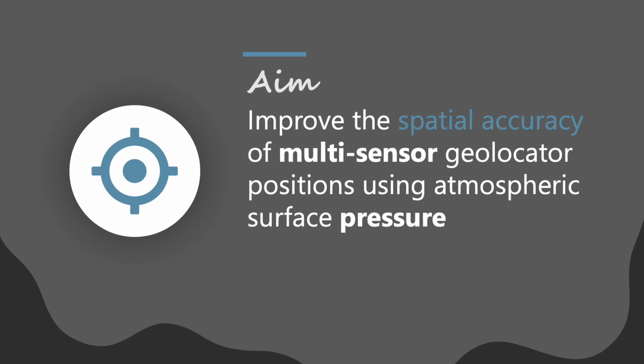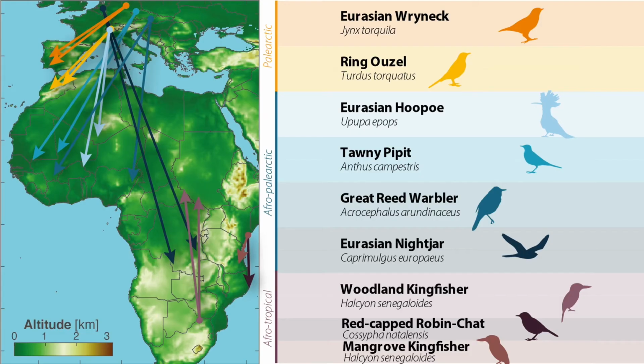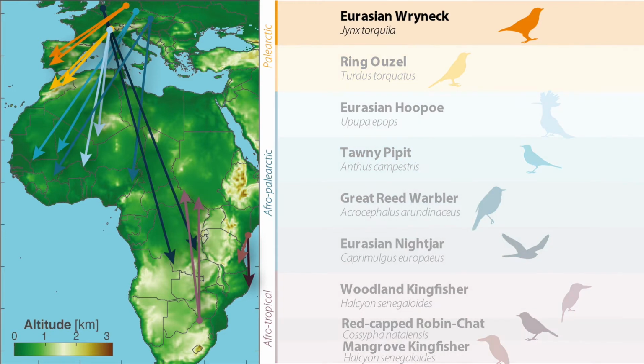This study applies to multi-sensor geolocators, which in addition to light also measure atmospheric pressure and birds' activity with an accelerometer. But before diving into our approach, I'll briefly recall the standard procedure to extract activity information and location from light data. In this study, we use 16 tracks from 9 different species showing a wide range of migration strategies. But for the purpose of this presentation, I'll focus on the example of the Eurasian wryneck.